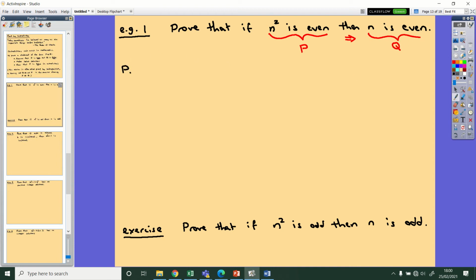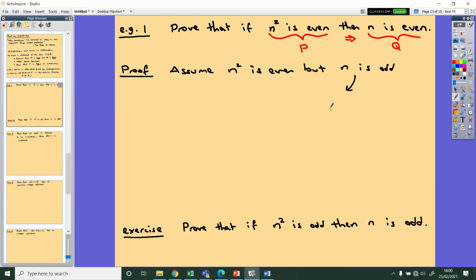So the proof is going to go like this, following the structure from the previous slide. We're going to assume that this first part is true, that n squared is even. But then this conclusion is going to be false. So n is odd. We're negating that to say that n is odd. Now we've got to do some maths and show that we've got a contradiction here.